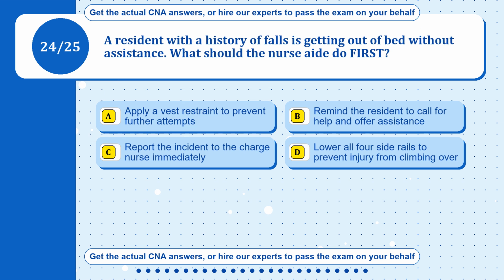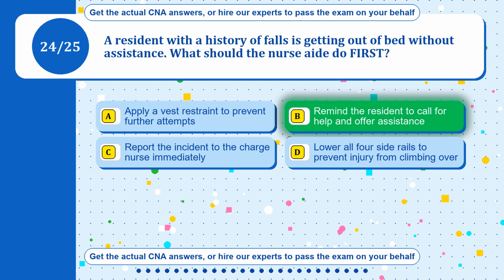Question 24. A resident with a history of falls is getting out of bed without assistance. What should the nurse aide do first? Option A. Apply a vest restraint to prevent further attempts. Option B. Remind the resident to call for help and offer assistance. Option C. Report the incident to the charge nurse immediately. Option D. Lower all 4 side rails to prevent injury from climbing over. The correct answer is option B.